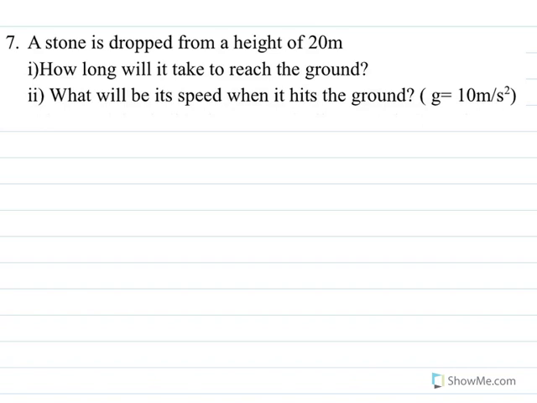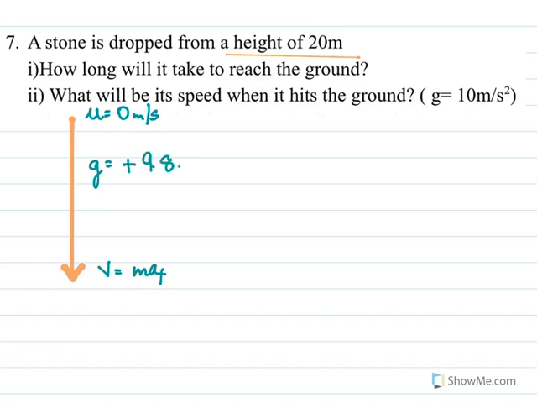A stone is dropped from a height of 20 meters. How long will it take to reach the ground, and what will be its speed when it hits the ground? So here we have a falling body. Now for a falling body, we know the initial velocity is 0, then the velocity keeps increasing, and just before hitting the ground, the velocity is maximum. The acceleration due to gravity has to be taken positive because the velocity keeps increasing as it drops down. And the height here, this distance traveled, will be 20 meters.